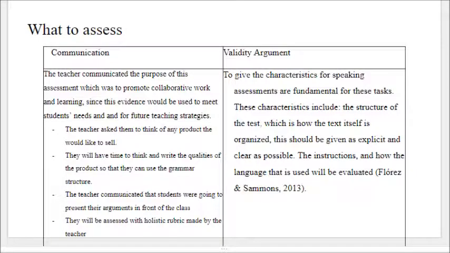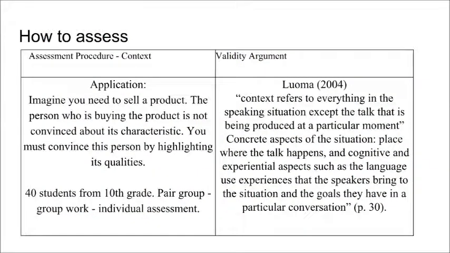holistic rubric. In terms of the setting or context of this assessment procedure, the teacher communicated this context before the activity. The students should imagine that they need to sell a product, but the person who is buying the product is not convinced about its characteristics. Therefore, they should persuade this person by arguing the characteristics of this product.